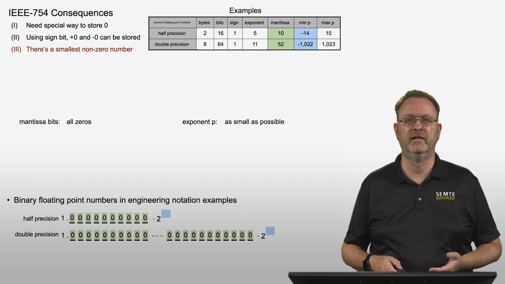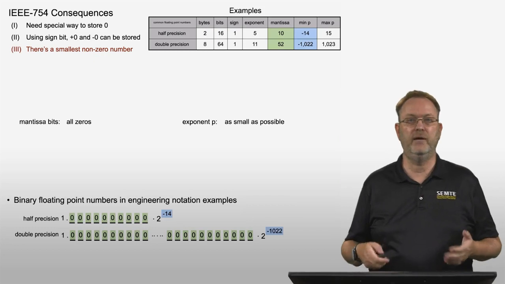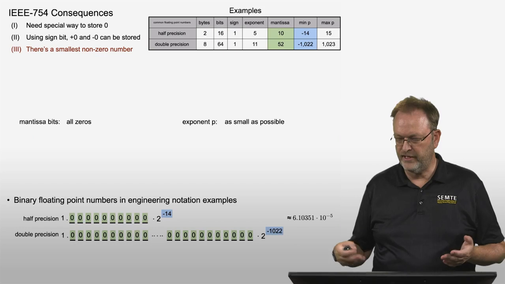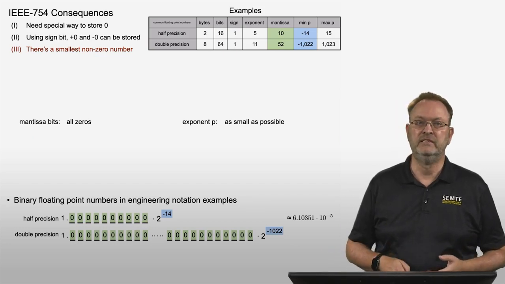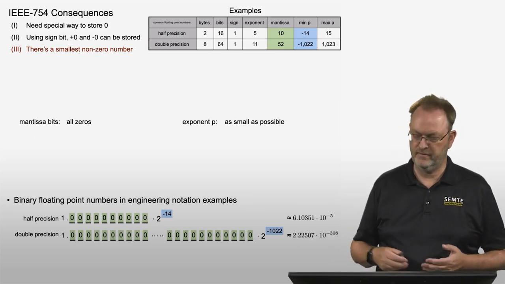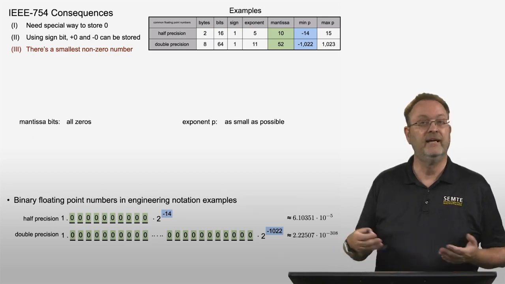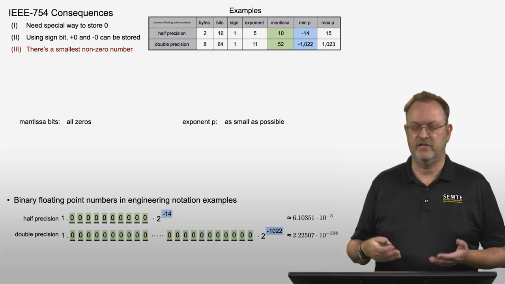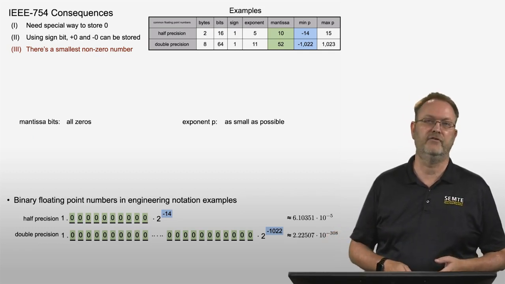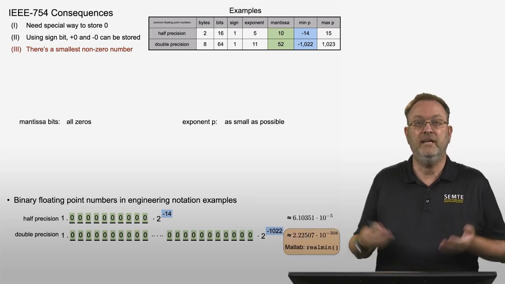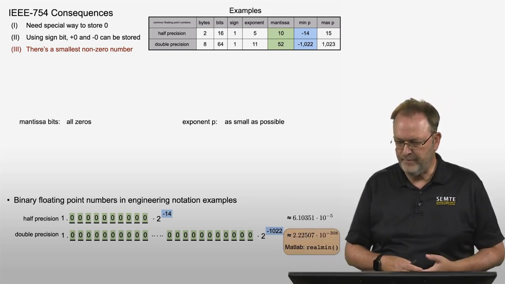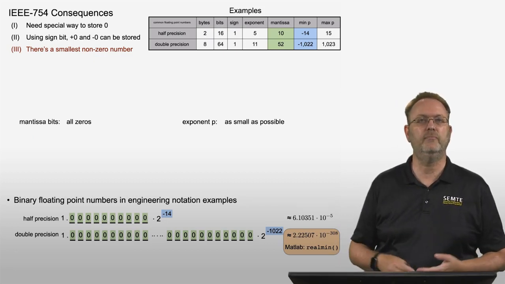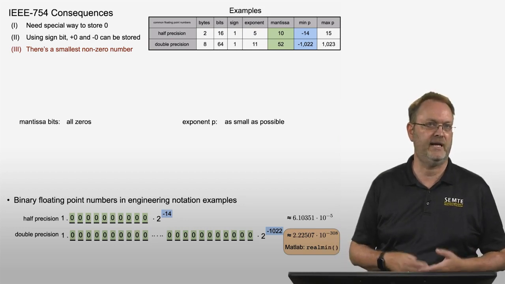So that would mean for the half precision numbers, we have 1.0 times 2 to the power negative 14. It's about 6.103 times 10 to the negative 5. And for double precision numbers, the smallest possible legal exponent is negative 1022, all mantissa bits 0. And that number is 2.22 times 10 to the negative 308. And in MATLAB, you can actually get this number if you type in realmin. That will give you the smallest possible double precision number, because by default, all arithmetic in MATLAB is in double precision.